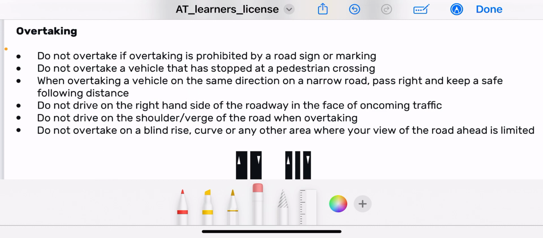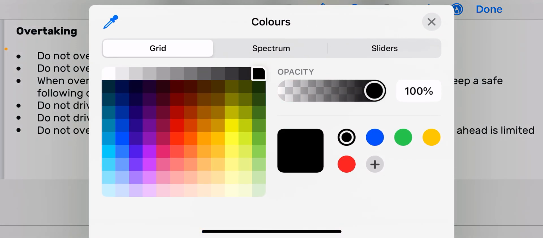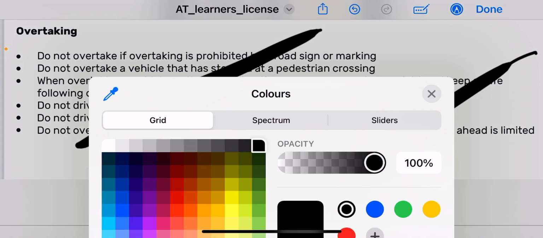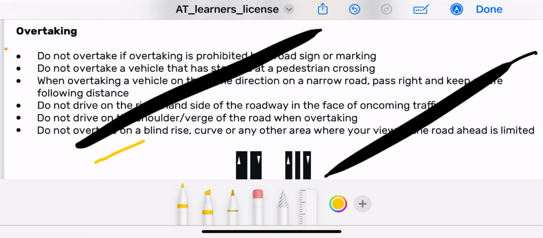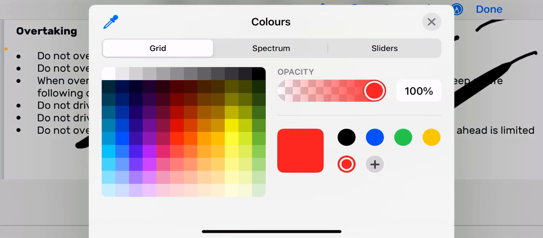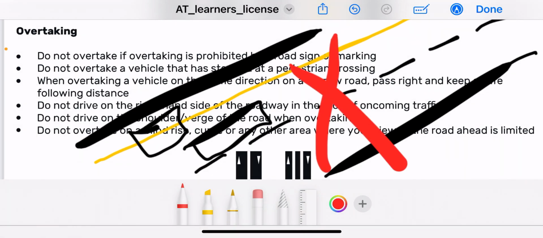Then do not drive on the shoulder or verge of the road when overtaking. The shoulder of the road, we're talking about the yellow line. So there is the yellow line, and here is the division. This is the car you want to overtake. You don't drive on the yellow line just because you want to overtake. No, you do not do this. This, my friend, is not allowed.